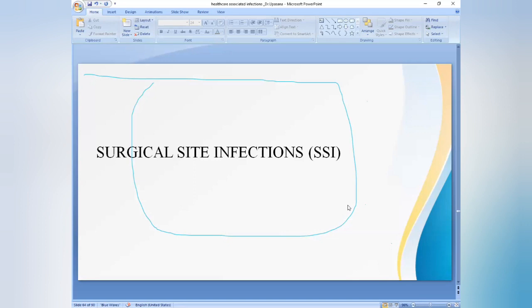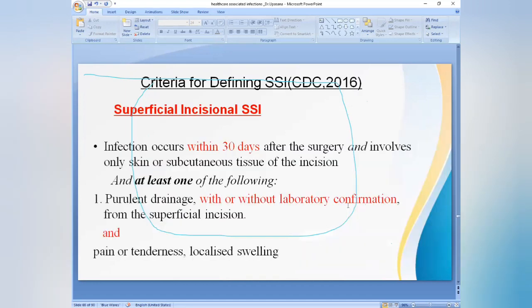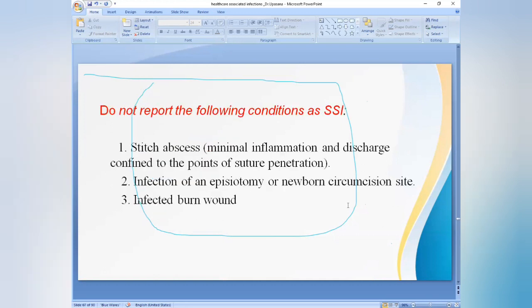Last but not the least, we have surgical site infections. As we are running short of time, I quickly have to finish this up. SSIs are of two types, incisional and organ space, and in incisional we have superficial and deep incisional SSIs. So when do we call it superficial incisional? Infection occurring within 30 days after the surgery and involving only the skin and subcutaneous tissue, with or without laboratory confirmation, but pain or tenderness or localized swelling has to be there. So within 30 days, with either of these signs and symptoms, with or without laboratory confirmation, is defined as superficial incisional surgical site infection.